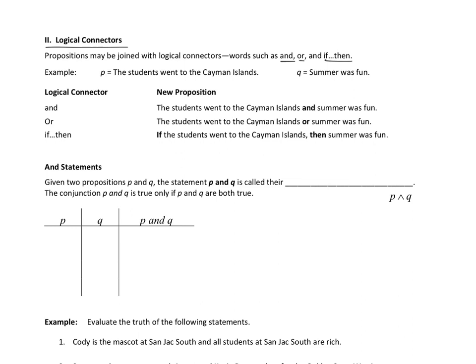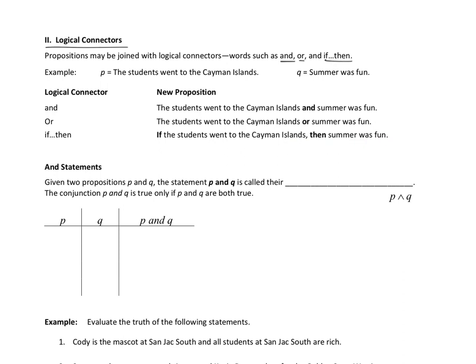So if we have two propositions, P stating the students went to the Cayman Islands, and Q being another proposition, summer was fun. If we join them together with and, we have the students went to the Cayman Islands and summer was fun. We can join them together with or. We say the students went to the Cayman Islands or summer was fun. And that one doesn't sound right grammatically, but it is a legitimate statement that we can make. The last one that we have here is if then. If the students went to the Cayman Islands, then summer was fun.